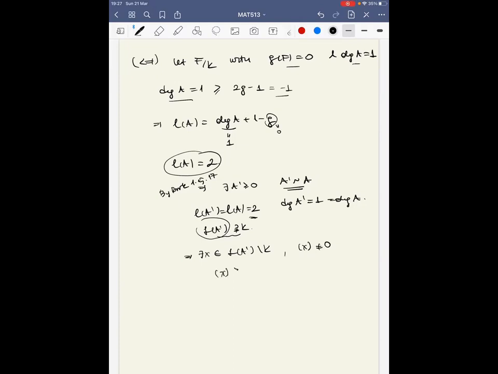And since it is an element in the Riemann-Roch space of A prime, we know that its principal divisor is bigger than or equal to minus A prime. So this A prime is a positive divisor. Its degree is 1. As we have in the discussion session, this is possible only when A prime is the pole divisor of x.